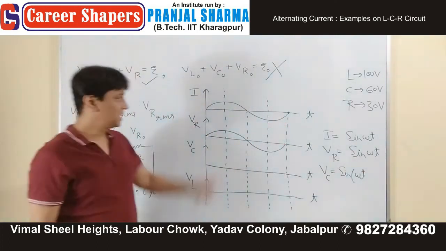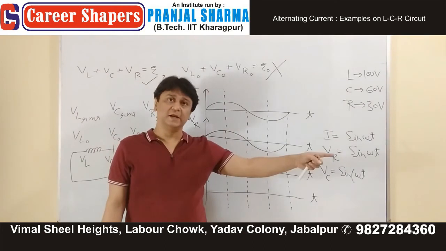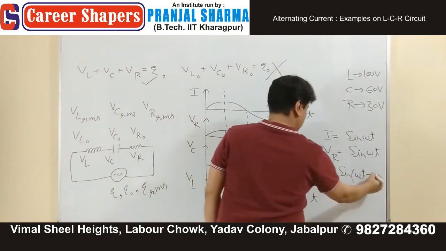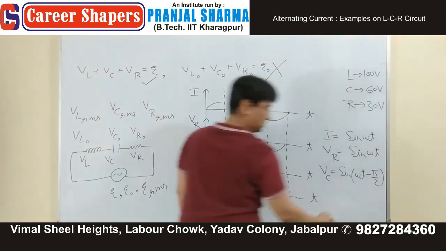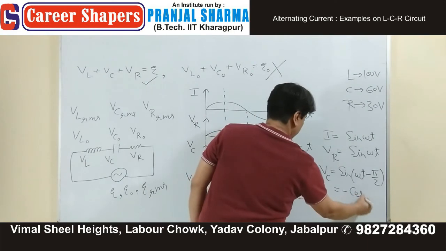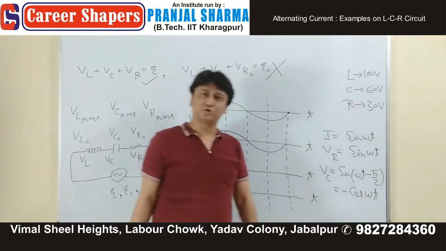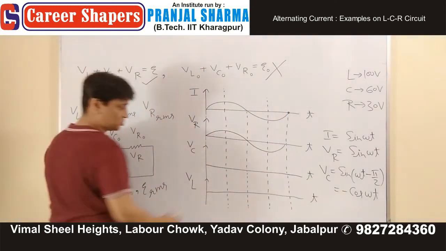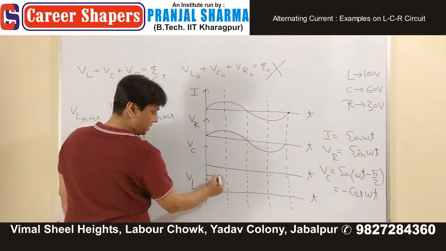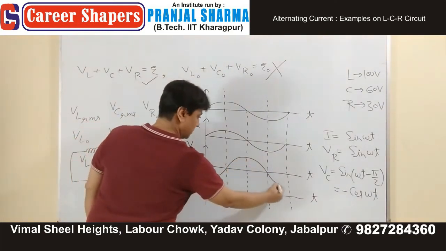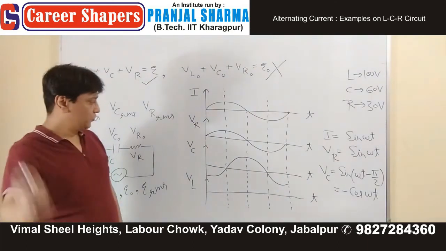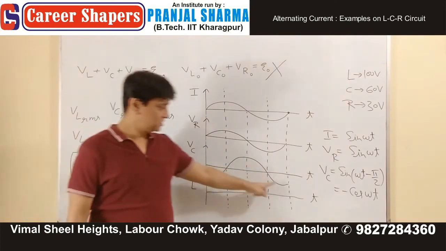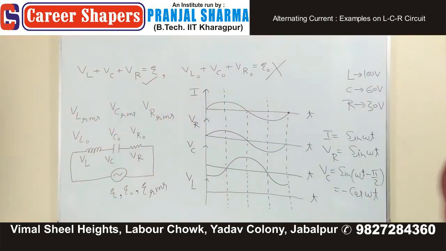But if I ask you what is VC, some peak value and then sine of omega t. For a capacitor, current leads potential difference. That means potential difference is minus of pi by 2, which is what we have been doing again and again. Let me write it fast. Minus of cos omega t. So VC is minus of cos omega t. This is minus of cos omega t. So those of you who have plotted this graph, for VC, if you have done this, then write down yes in the comment box.